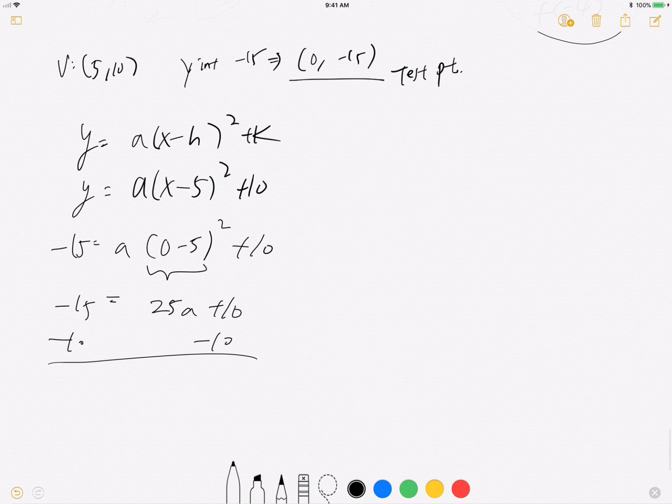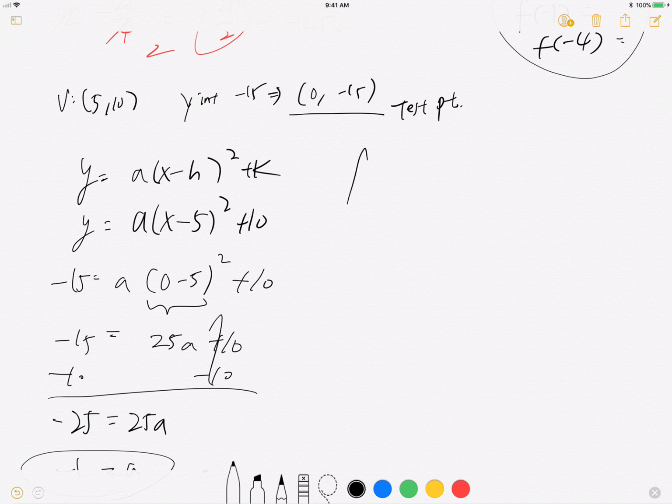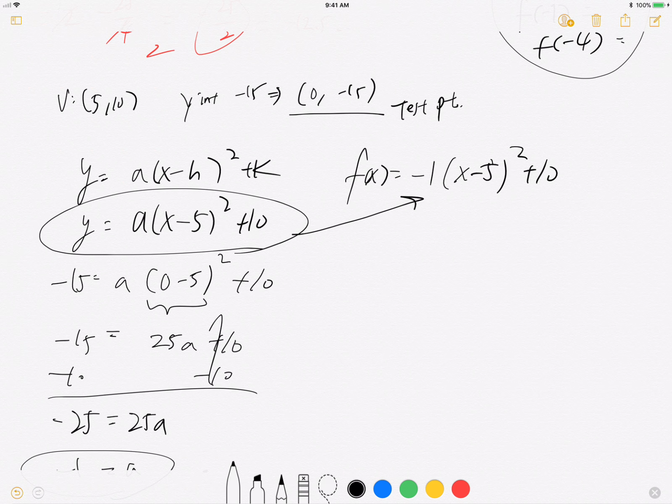Subtract 10. Negative 25 equals 25a. So a equals negative 1. Once I find that, my function is simply the negative 1 plugged into your original equation, which was (x - 5) squared plus 10, this one with the a attached. That's your solution to the first part.